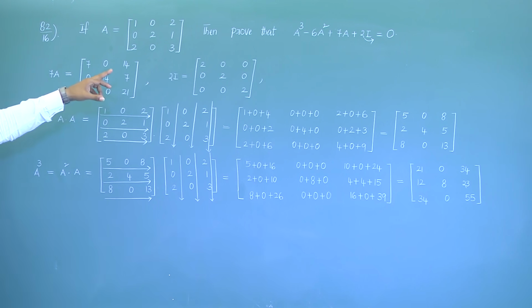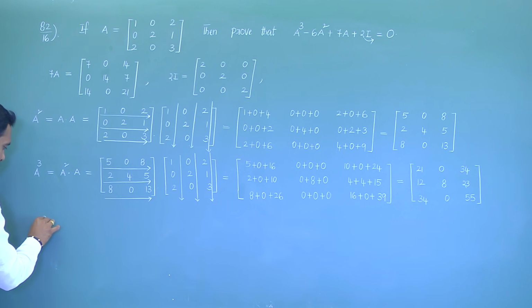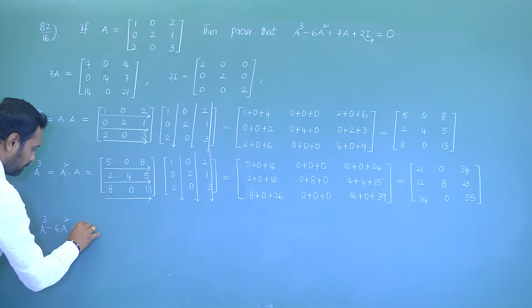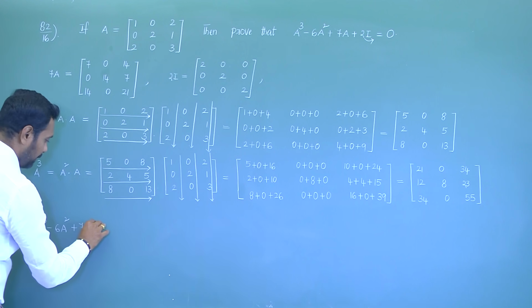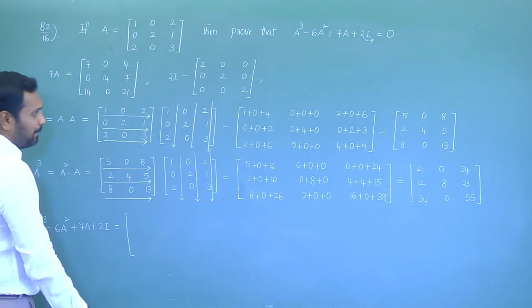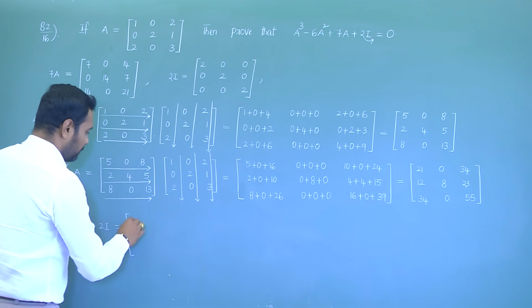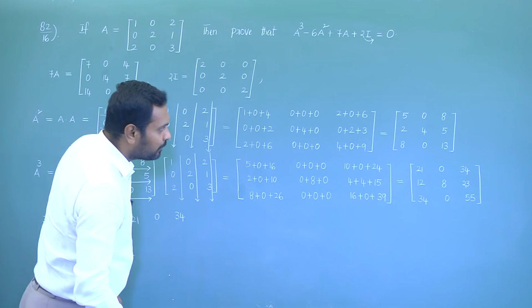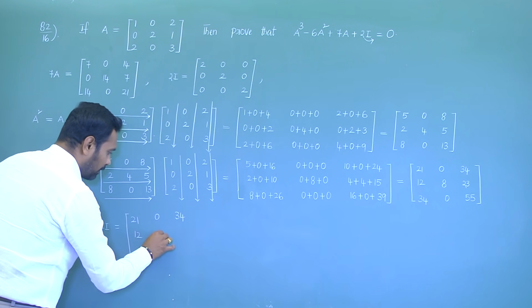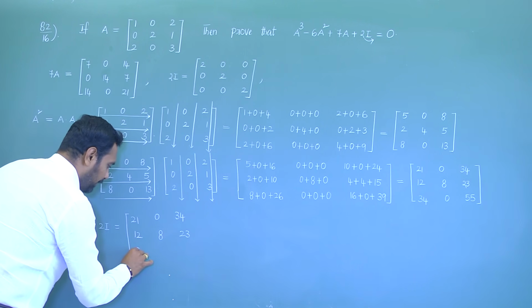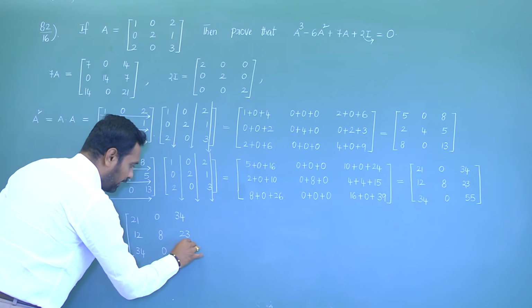Now we have to consider the left hand side matrix, that is A power 3 minus 6A square plus 7A plus 2I equals to. What is the A power 3 matrix? You got 21, 0, 34, 12, 8, 23, 34, 0, 55.